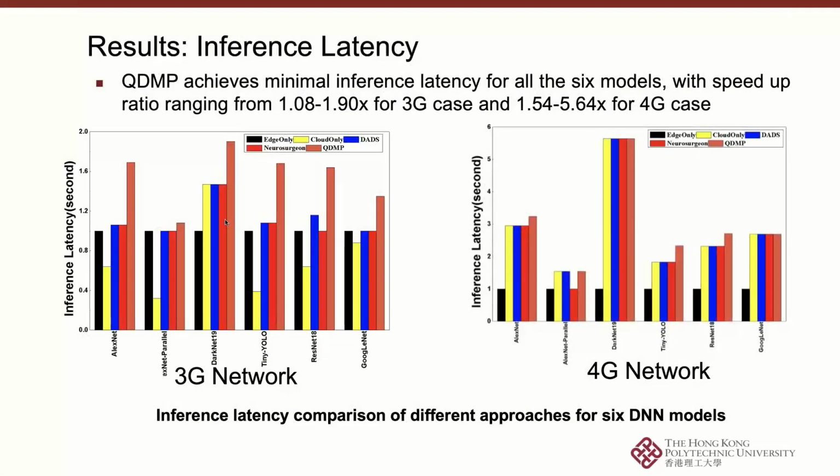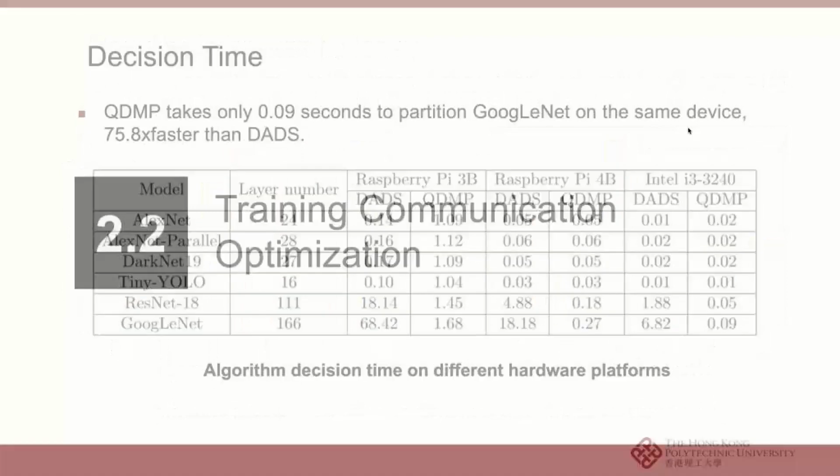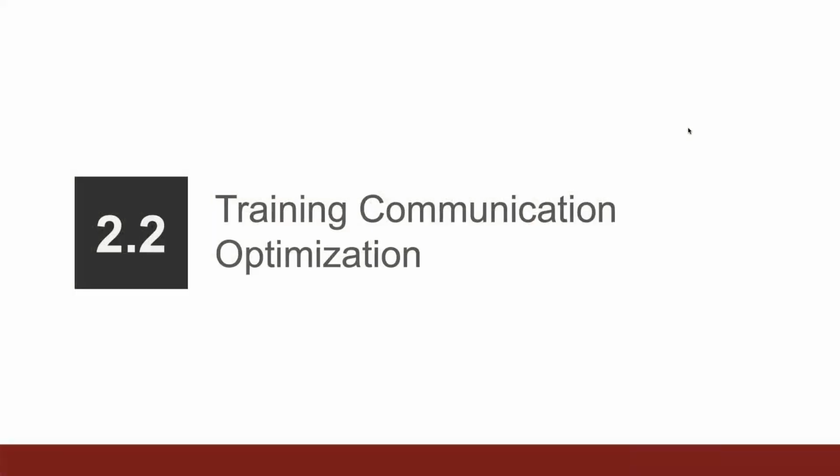And eventually, using our idea, we can speed up the whole inference time about 2 times in a 3G network, and sometimes up to 5 times in a 4G network, running in a real environment. Okay, so this is about the inference. I just give you the idea.